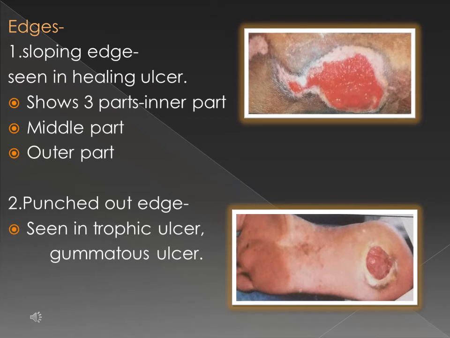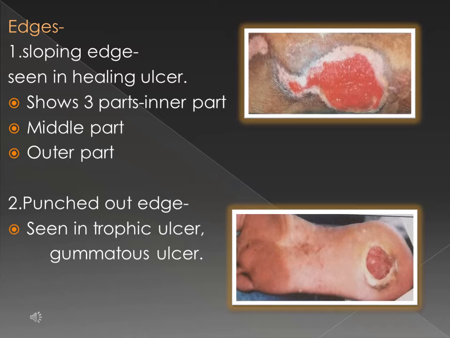Now we'll see edges of ulcer. First, sloping edge. It is seen in healing ulcer, which shows three parts. Inner part, which is healthy and having granulation tissue. Then the middle part having a scar or fibrous tissue, and the outer part is blue due to epithelial proliferation. Then the next one is punched out edges.